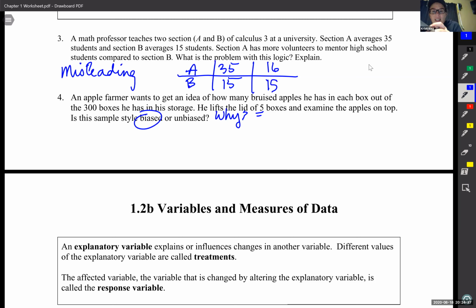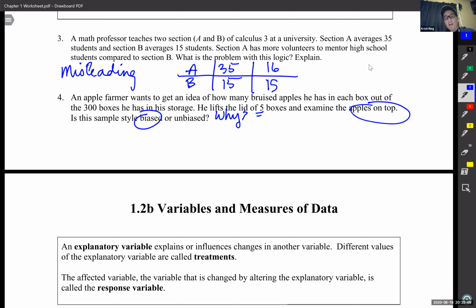The problem with this is the "on top" part. He's looking at the apples on top. He could choose 5 boxes and do cluster sampling, and he could look at every single apple in just those 5 boxes, and I would say, yes, that's fine. Or he could choose 5 apples randomly from every box. That's fine too. But if he's only looking at the ones on top, they might be bruised differently.